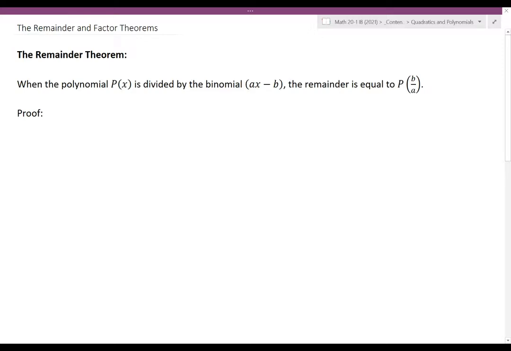Hello. In this video, we're going to look at a couple of theorems that will help us factor polynomials, and then we're going to do an example together. So we'll start with the remainder theorem.